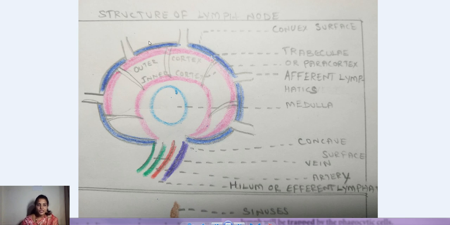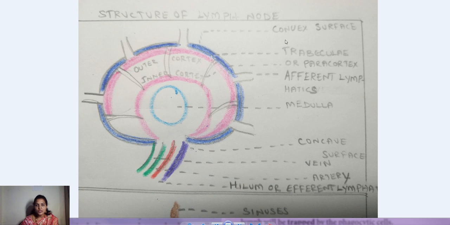One is the outer region, the convex surface. So there are two surfaces: this surface is the convex surface and this surface is the concave. These two surfaces are a very important part of the lymph node. Why? Because the convex surface has some vessel-like structures, just like a pipeline attached to the convex surface, right?